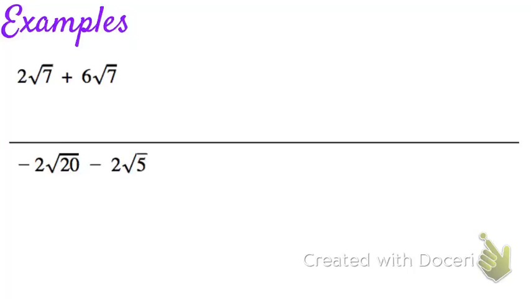Here we're going to add and subtract radical expressions. So here, when you are adding and subtracting, all you're doing is combining like terms. So just like if I had 6x plus 2x, I ask myself, how many x's do I have? Well, I had 6 and I added 2 more, so I have 8 x's.